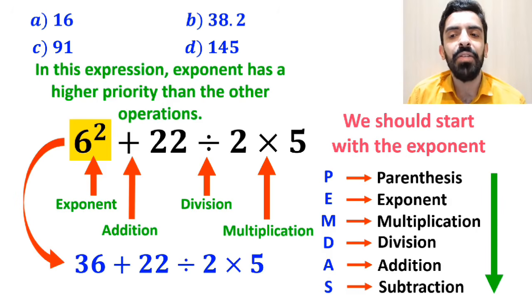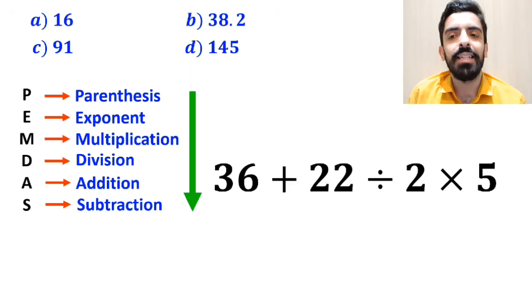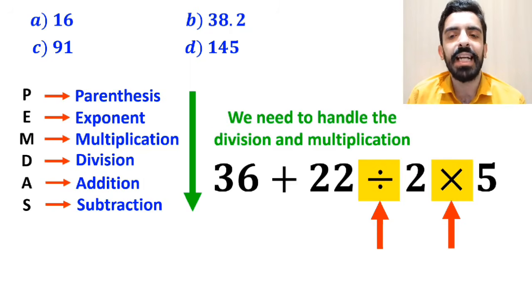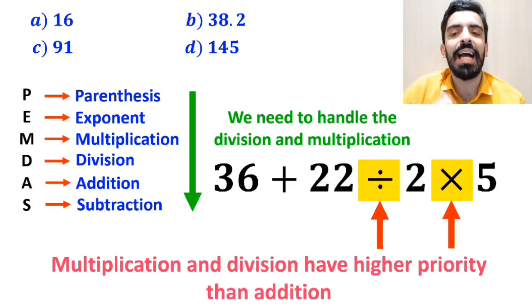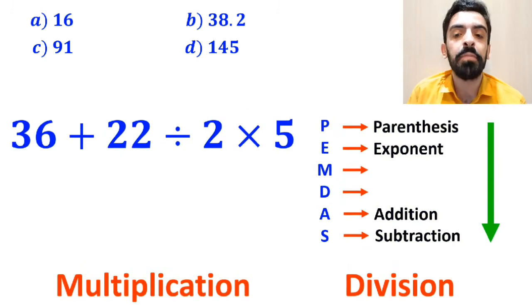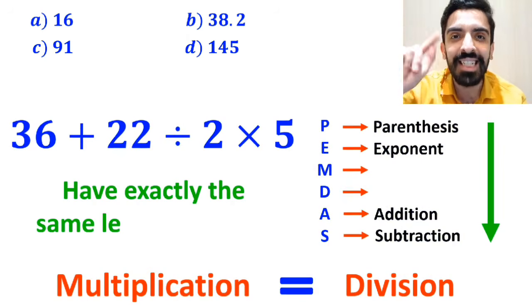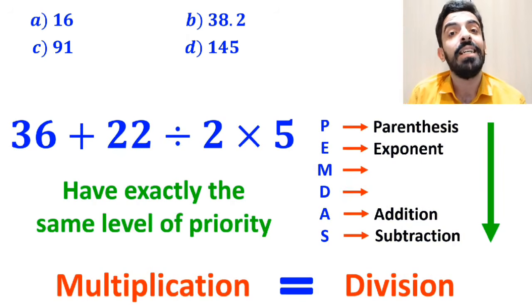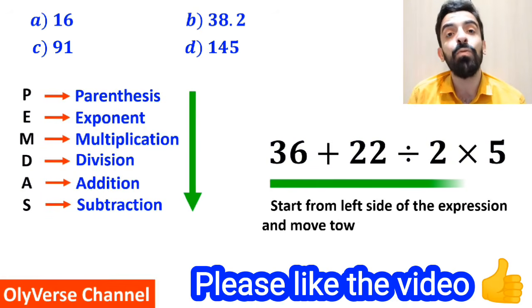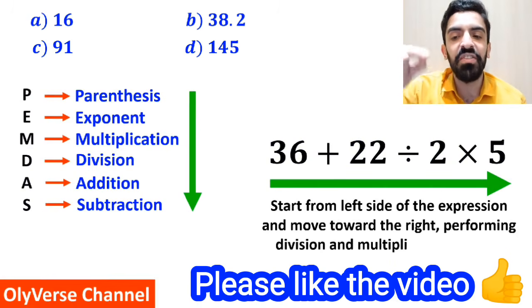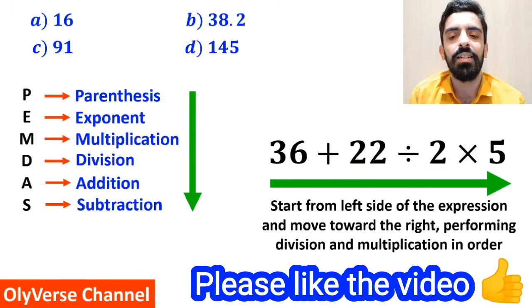So, this expression simplifies to 36 plus 22 divided by 2 multiplied by 5. In the next step, we need to handle the division and multiplication, since multiplication and division have higher priority than addition. However, it's really important to understand that multiplication and division have exactly the same level of priority. In this situation, the best thing to do is to start from the left side of the expression and move toward the right, performing division and multiplication in order.